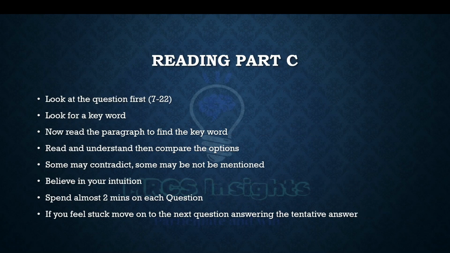Now let's come to the reading part C. You have to look at the questions first, question number 7 to 22. Look for a keyword. Now read the paragraph to find the keyword. Read around the keyword to get a holistic idea. Read and understand and then compare the options.